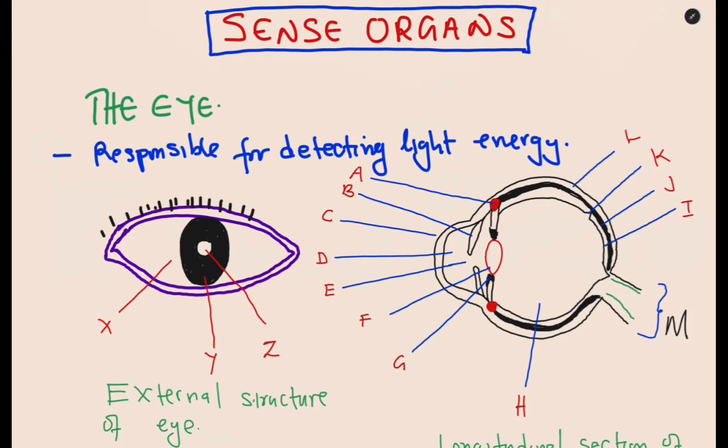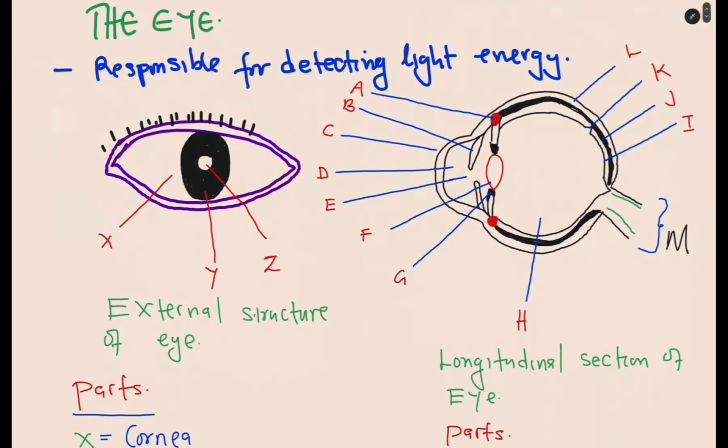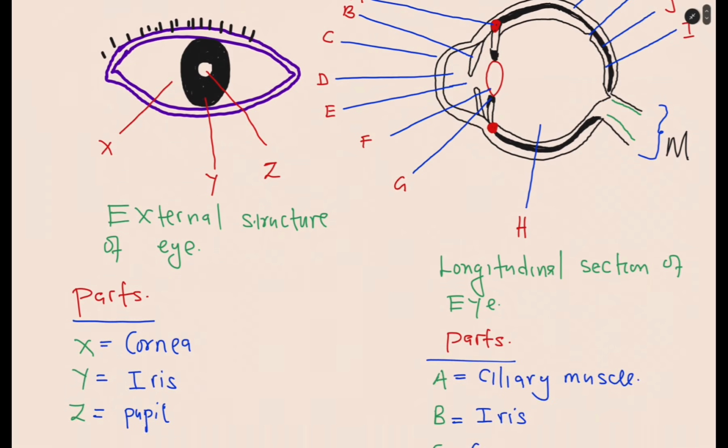So let us have a look at these simple drawings, and I hope you are able to see something familiar out of them. Let us have a look at the external structure of an eye. For the external structure, as you can see, I've labeled the parts X, Y, and Z. Then for the internal structure, I've labeled them from A up to L, and of course there's an addition of M.